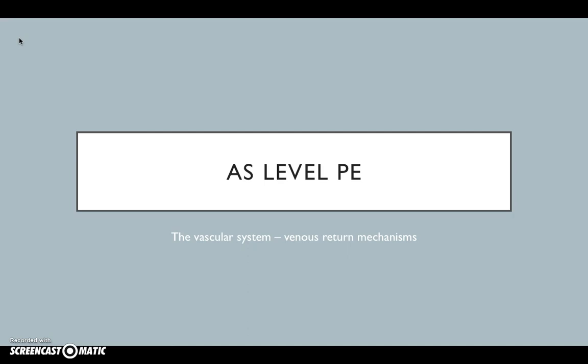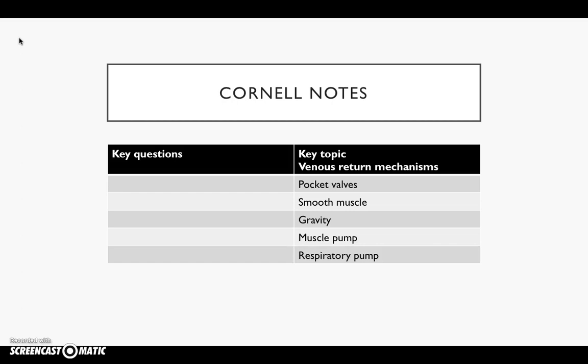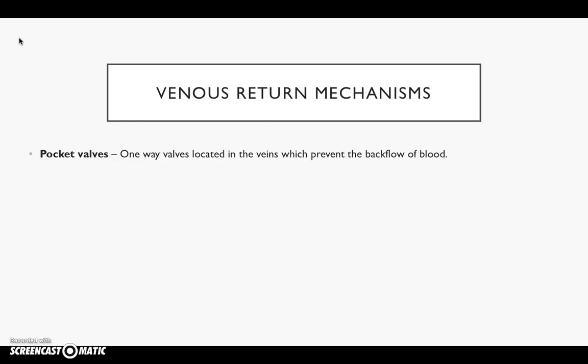And this is where we get on to today's screencast topic, which is venous return mechanisms. So first of all, your Cornell notes should look like this if you pause this and get these down. Right, okay, so venous return mechanisms: pocket valves, one-way valves located in the veins which prevent the backflow of blood.